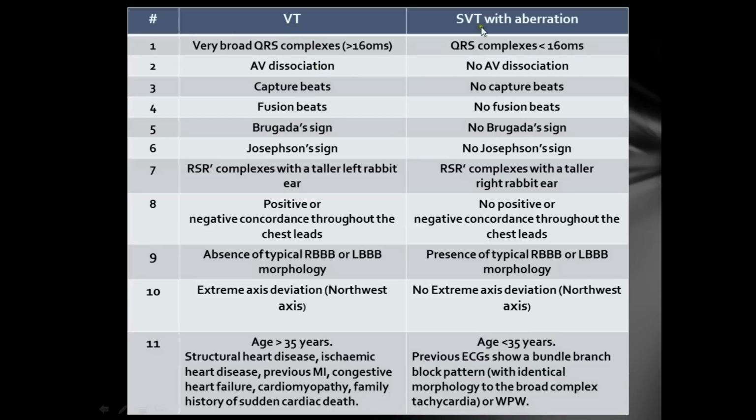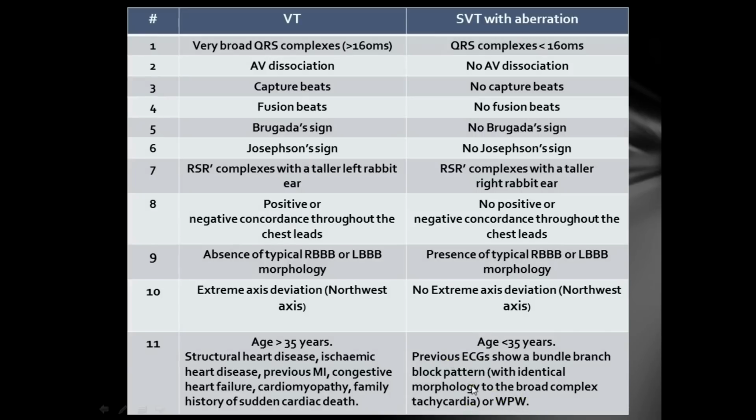This is in contrast to SVT with aberrancy, where the patient is usually young, less than 35 years old, and if the patient is a child, it's almost always an SVT with aberration. The second thing is a previous ECG showing a bundle branch block pattern, especially if the QRS morphology is identical to the QRS morphology in the broad complex tachycardia, or a previous ECG showing Wolff-Parkinson-White syndrome.